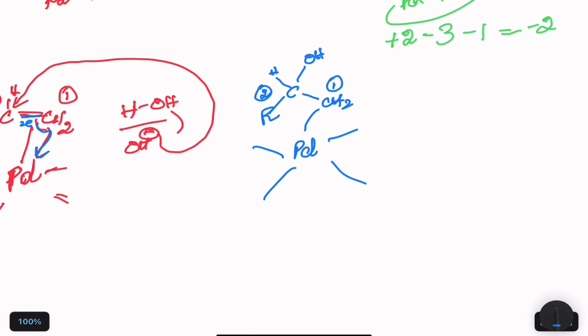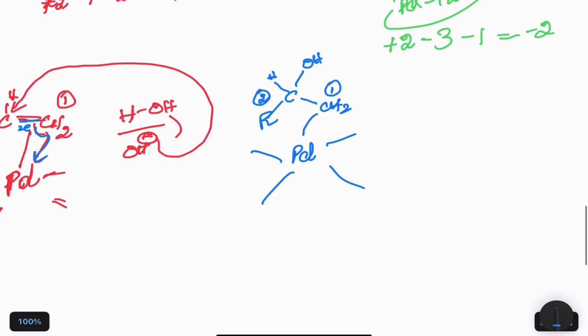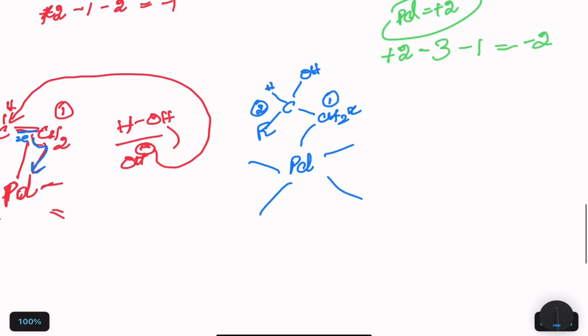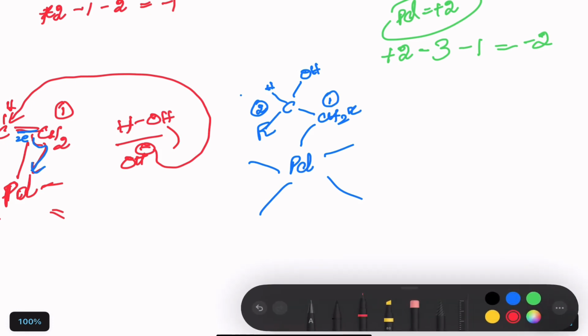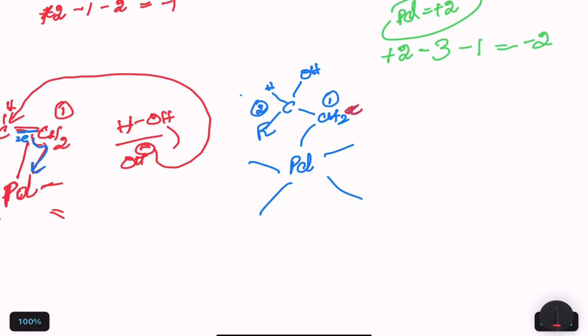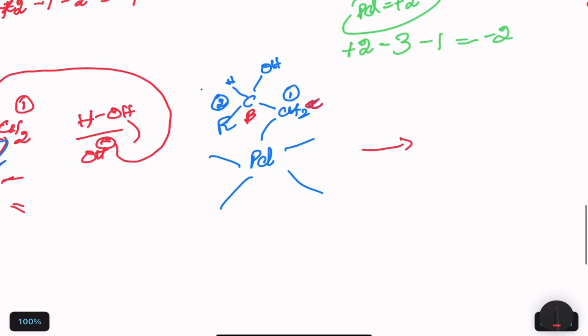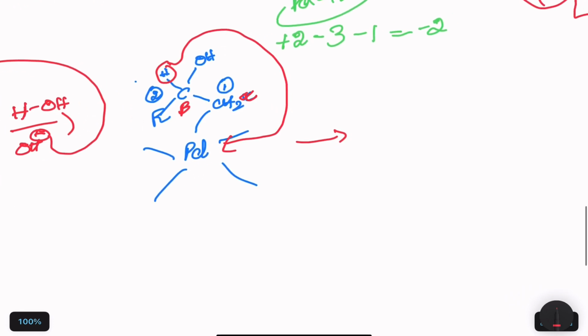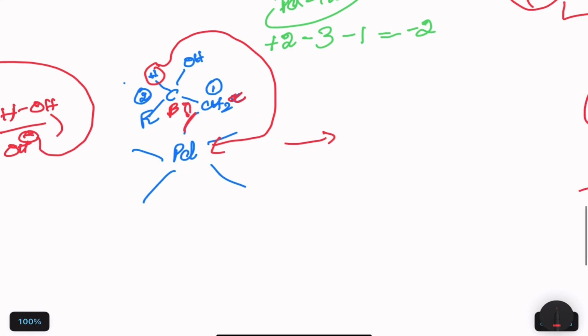So now what will happen? This is the alpha carbon and this is the beta carbon. We know beta hydrogen will transfer to the metal, right? So beta hydrogen is transferring from here to the metal. Okay. So next what will happen? This bond will go and attack here, right?